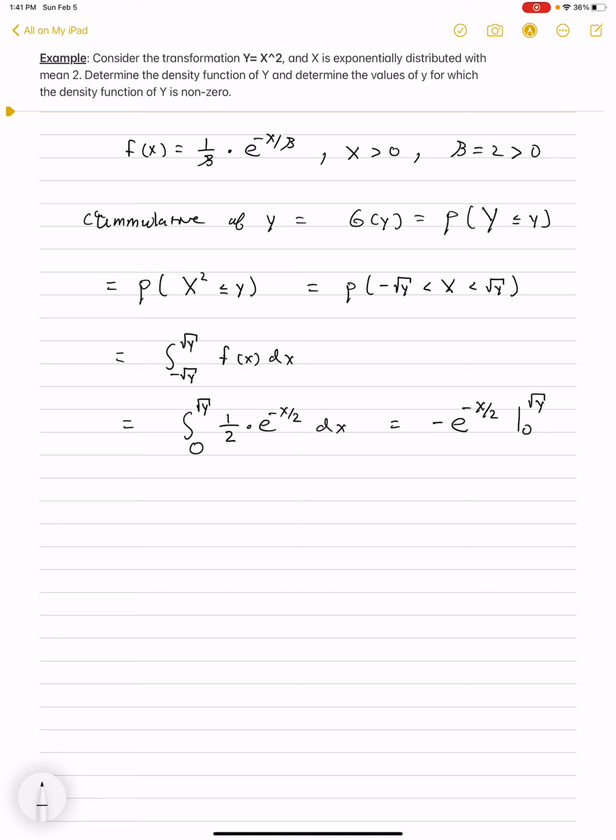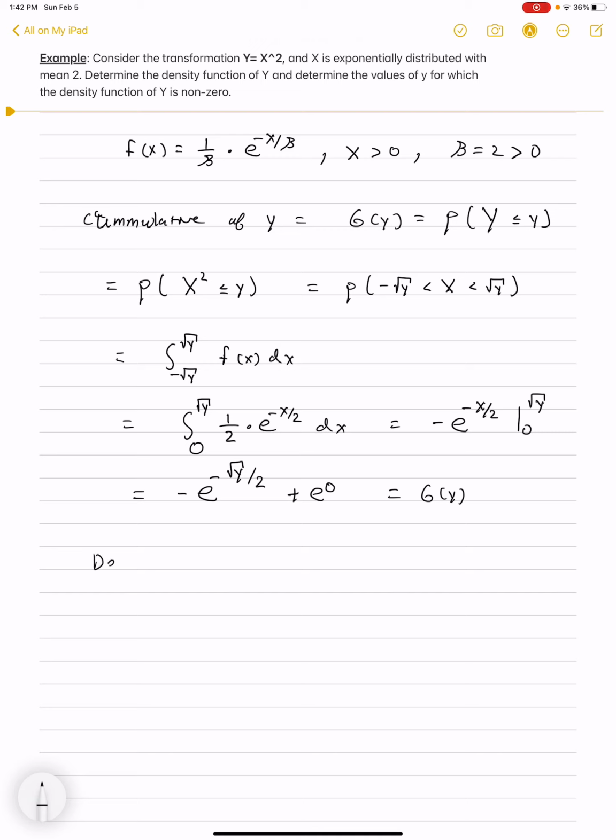Now, if you're not sure how we got that antiderivative, you can just do a u substitution with u equal to minus x over 2. So plugging in the limits of integration, minus e to the minus root y over 2 plus e to the 0, which is 1. And this is g of y, the cumulative of y.